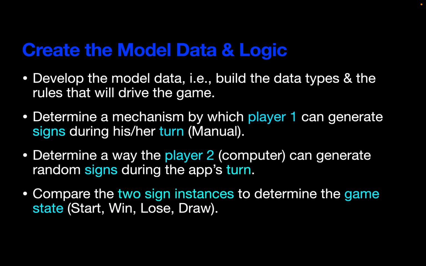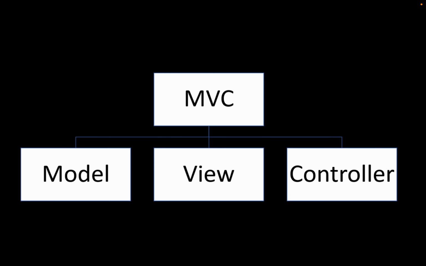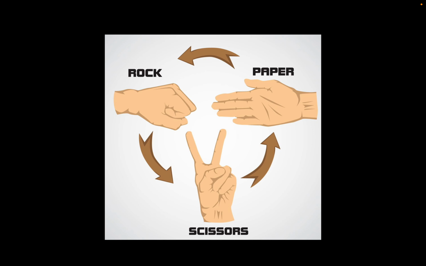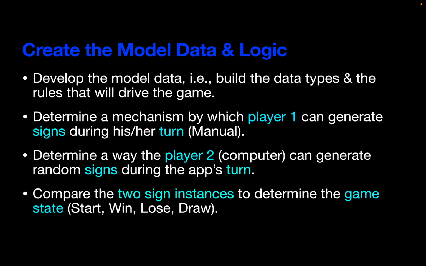So we want to determine a mechanism by which player one can generate signs during his or her turn. Player one and player two take turns, right? Even though they happen almost simultaneously, to throw up signs. Now remember, eventually under view we're going to create a user interface, and we are going to put up graphical representations of each of these signs. And how player one generates the signs is literally by clicking one of these signs on the screen. So it's more like a manual process, and that's going to be built in at some point when we begin to develop the view. So essentially, not much is going to be done with this second item here.